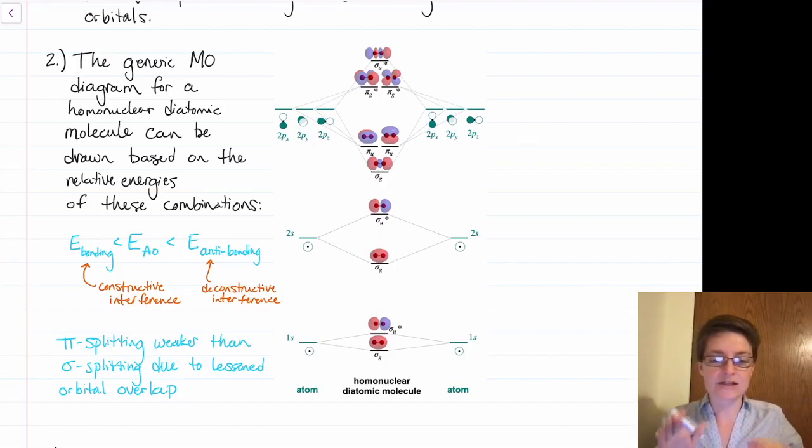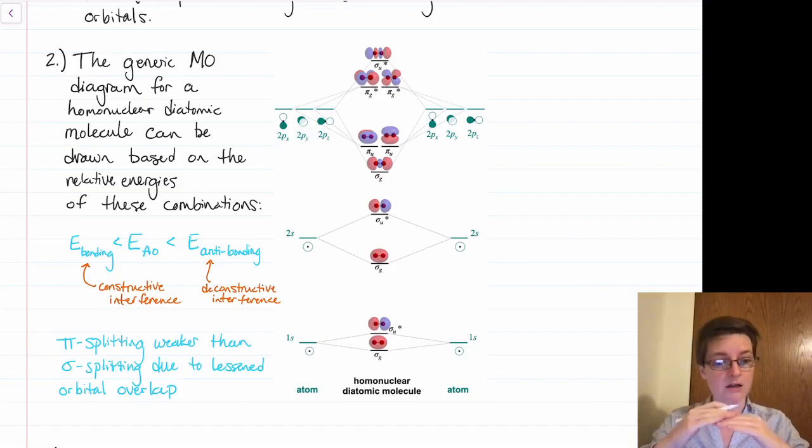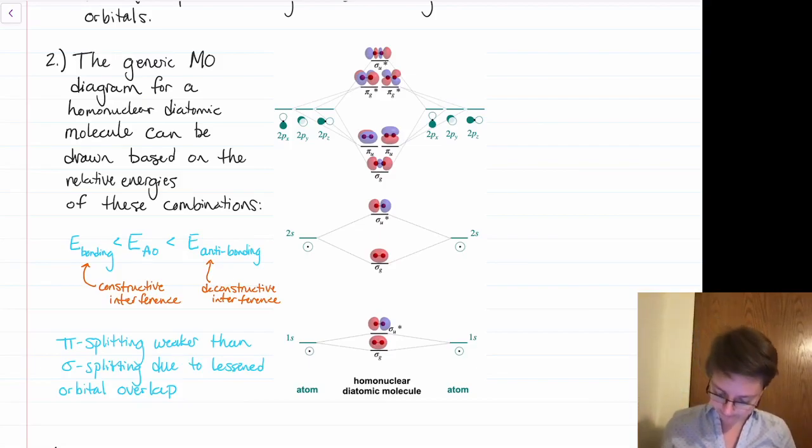Because these side-on overlaps, which lead to a pi symmetry orbital, have less overlap compared to the sigma combination, the splitting in those pi orbitals, so the difference in energy between pi and pi star, is smaller than the energy splitting between sigma and sigma star.